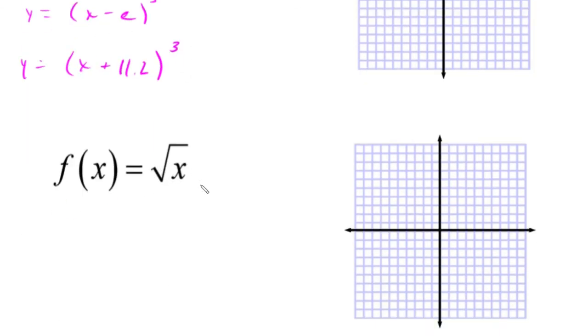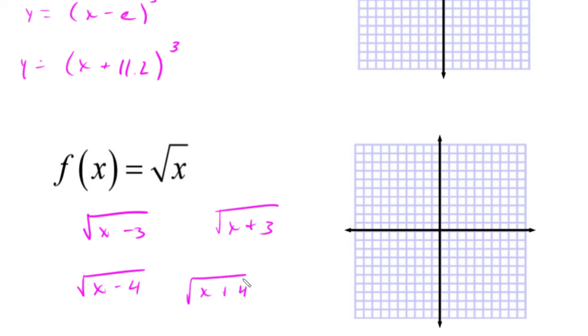And it looks like this for square root functions. That's moving right 3, right 4. That's moving it left 3 and left 4, okay? So, moving on.